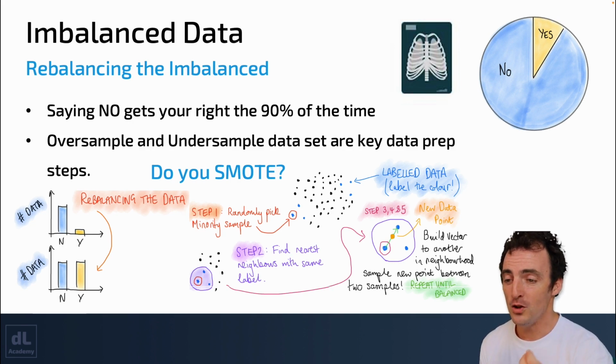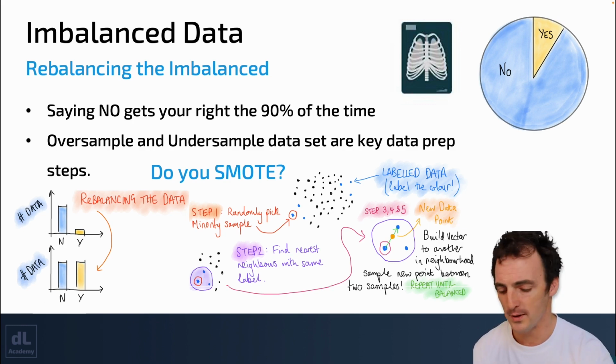This gives a new data point in the neighbourhood of data points which are from the minority, which is likely to be a yes sample. This sort of synthetic generation of data helps you rebalance your data.